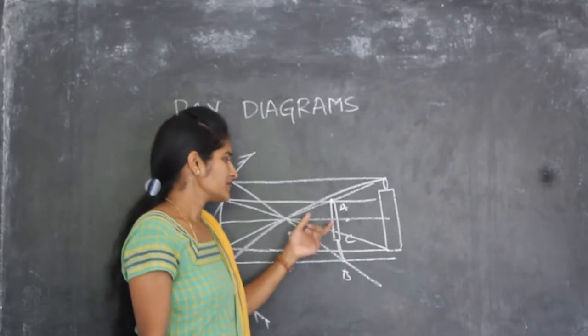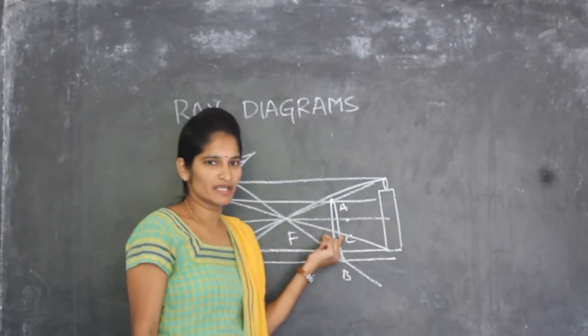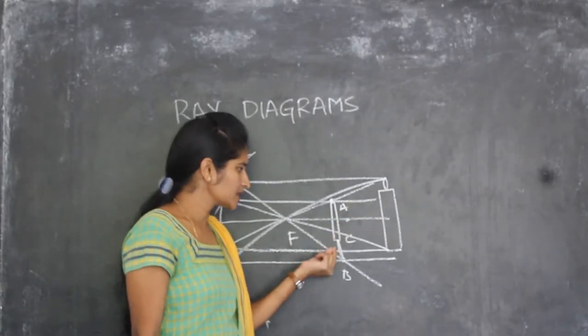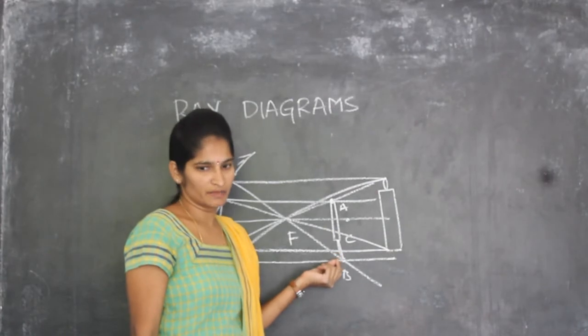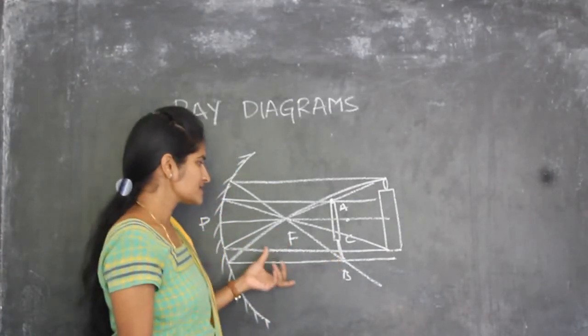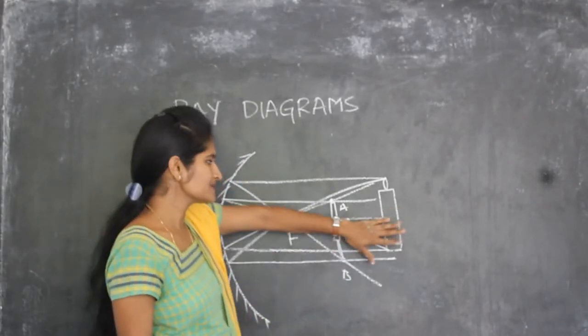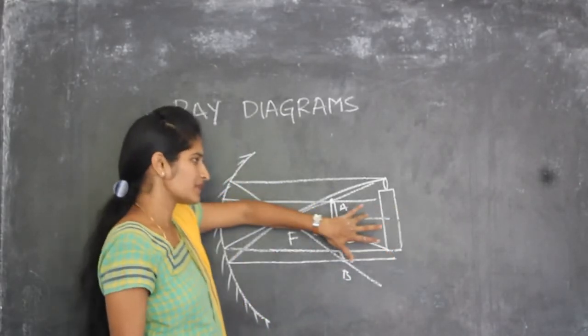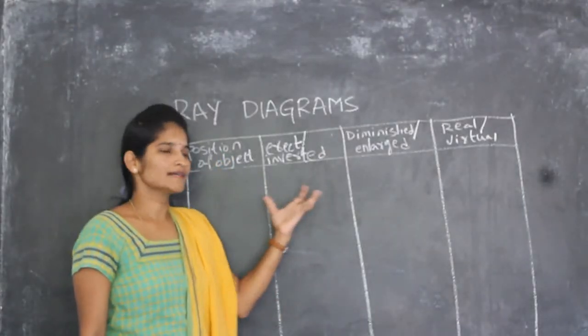So when the object is placed beyond C, the image will be a diminished image. And is it erect or inverted? It is an inverted image. Is it clear? So this is the condition when the object is placed between the principal axis. That means the principal axis will be passing through the object. So now we will summarize all the conditions.